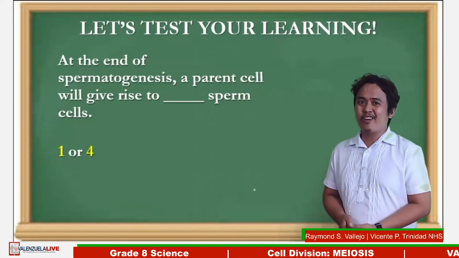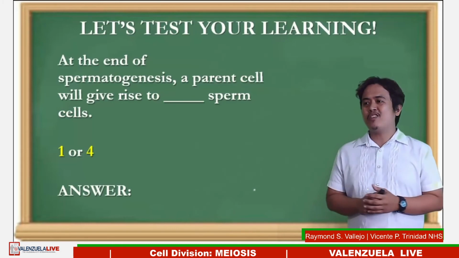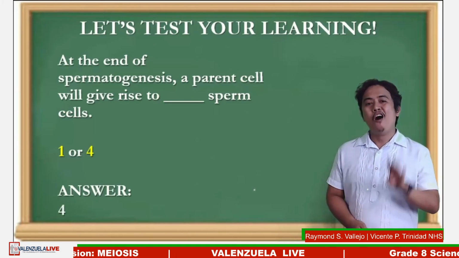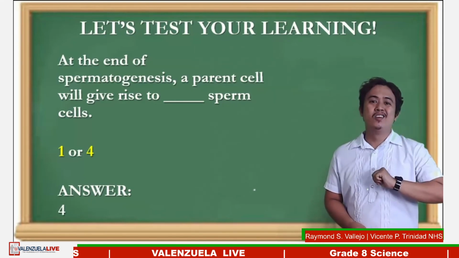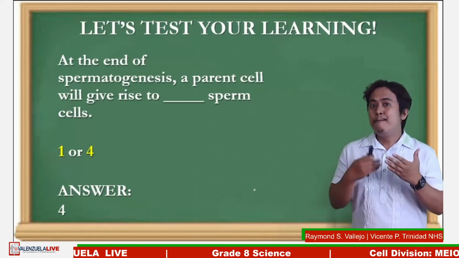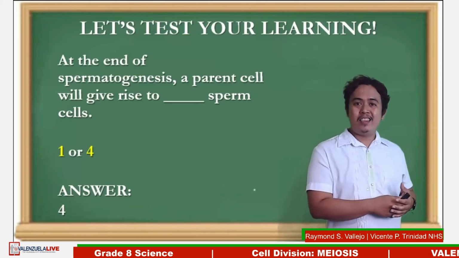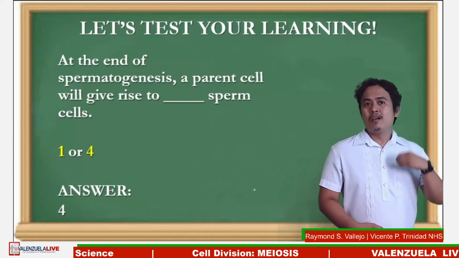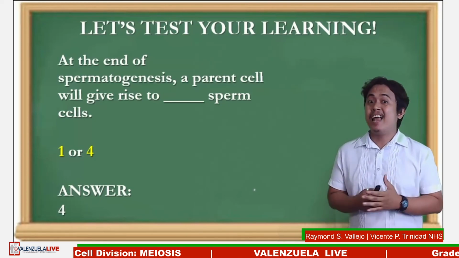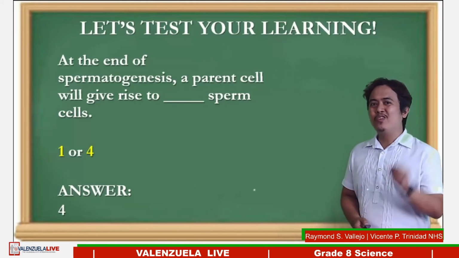Let's see if you got the correct answer. The correct answer here is at the end of spermatogenesis, a parent cell will give rise to 4 sperm cells. So all daughter cells that were made at the end of spermatogenesis become a sperm cell. Not unlike in oogenesis, out of the 4 daughter cells, only 1 will become an ovum or an egg cell. Let us now proceed to the fifth item.